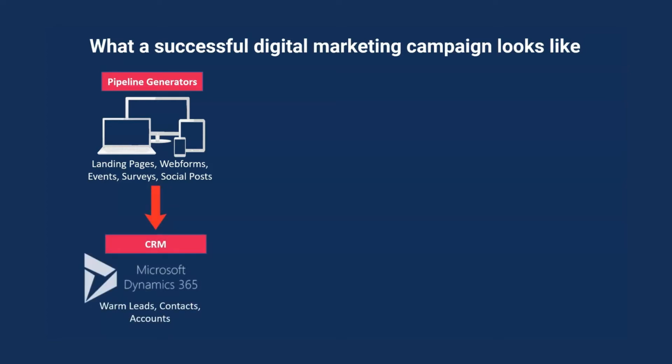Once we capture this identifiable and opted in data, we then need to store this in a CRM so that we can begin to segment the leads that we have generated. These leads are considered warm leads because we have had a digital interaction, a form submission, for example. If somebody is showing interest in our brand, our products, or services, depending on what the pipeline generator was offering.